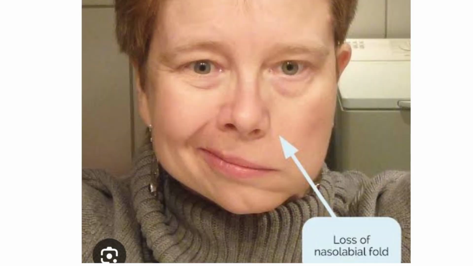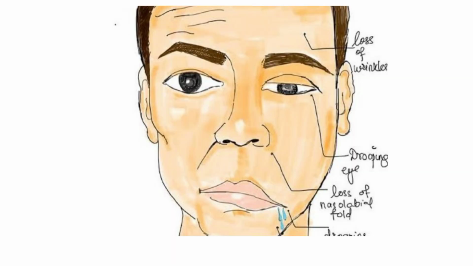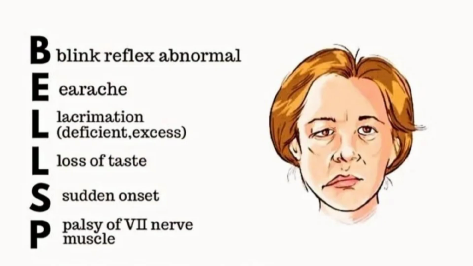Now come to the reason why such symptoms appear in Bell's palsy. This is because the facial nerve supplies all facial muscles and it also provides the efferent component of the corneal reflex. So when the facial nerve is damaged or injured, facial muscles lose their innervation and there is loss of wrinkles, drooping of the eyelid, and loss of the nasolabial fold. Thus the corneal reflex is also abnormal in this case. This is a mnemonic to remember Bell's palsy.